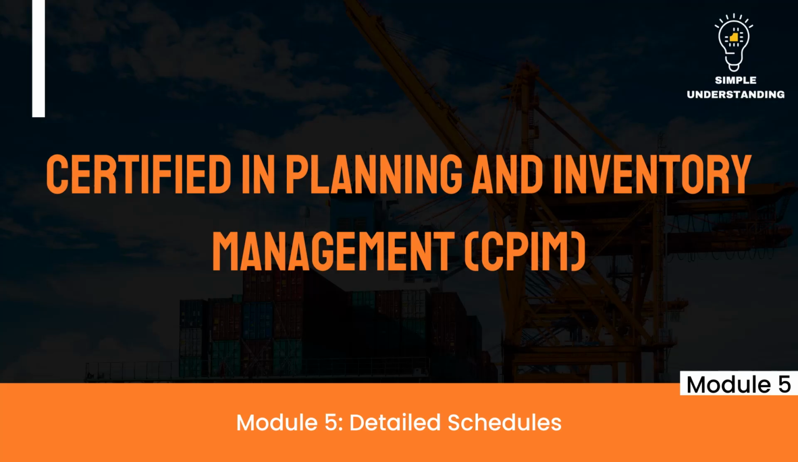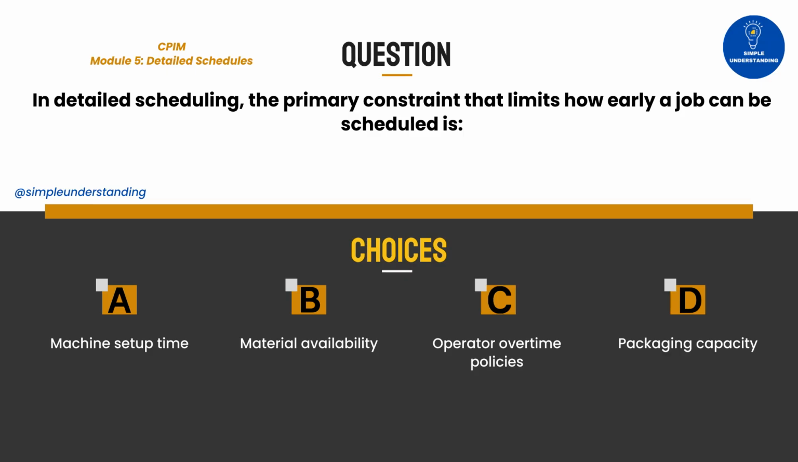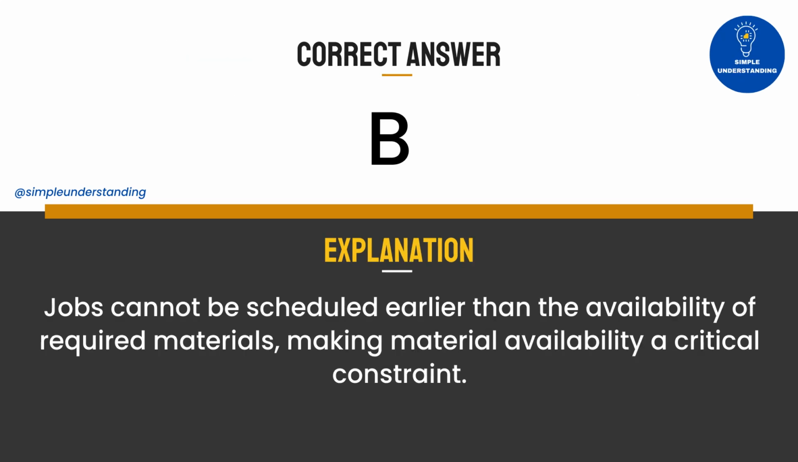Let's begin with Module 5, Detailed Schedules. Question 1. In detailed scheduling, the primary constraint that limits how early a job can be scheduled is A. Machine setup time. B. Material availability. C. Operator overtime policies. D. Packaging capacity. Correct answer, B. Explanation. Jobs cannot be scheduled earlier than the availability of required materials, making material availability a critical constraint.